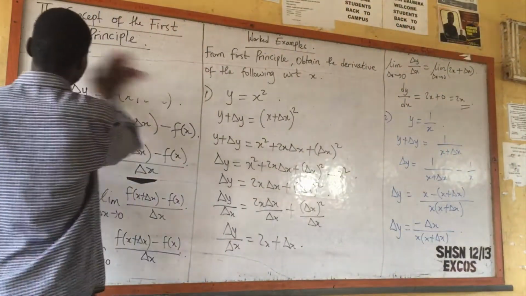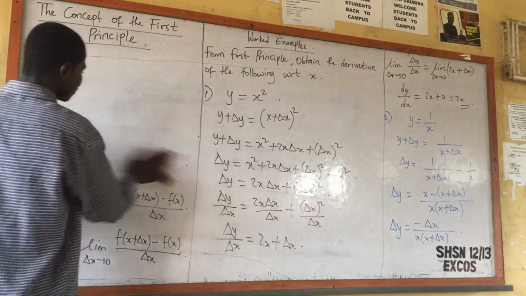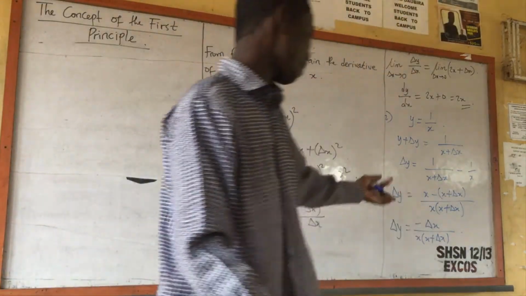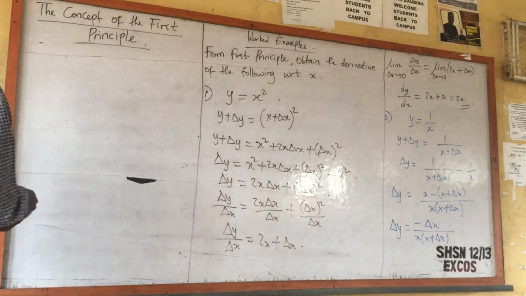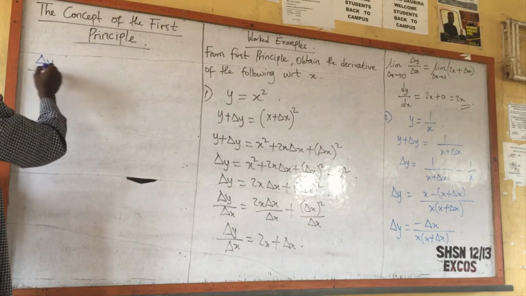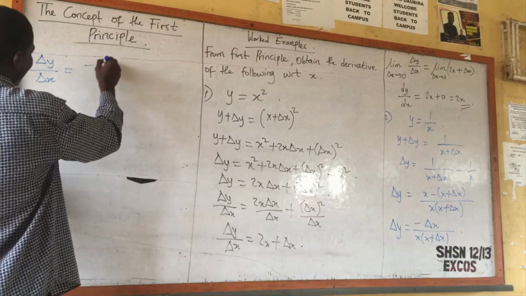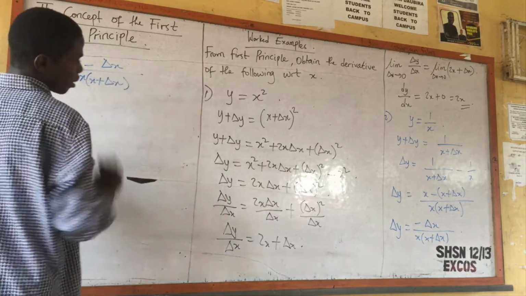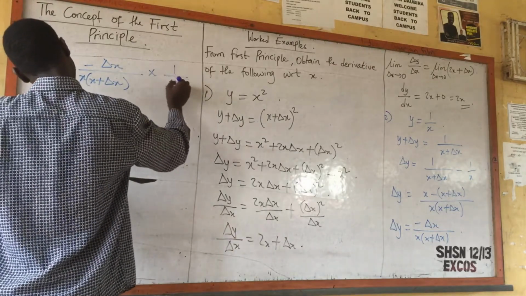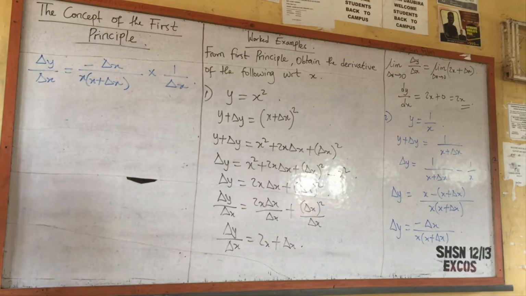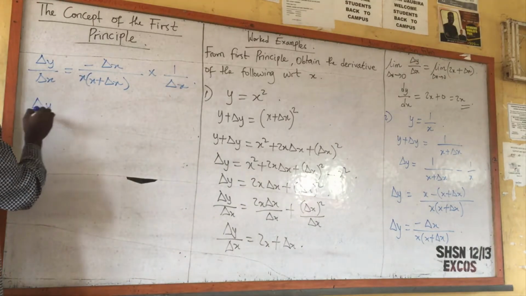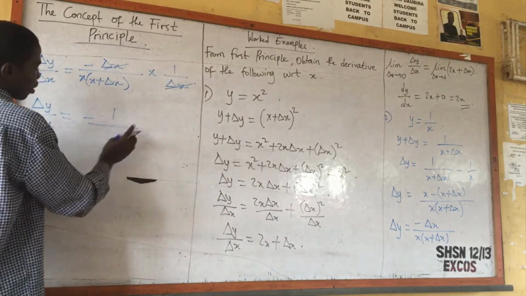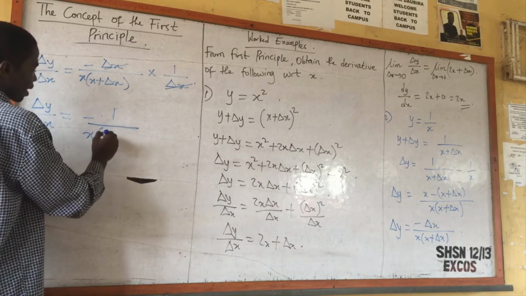The next thing is to divide both sides by delta s. Dividing both sides by delta s, I will have delta y divided by delta s is equal to minus delta s all over s open bracket s plus delta s, multiplied by 1 over delta s. We cancel delta s, so I'll be left with minus 1 all over s open bracket s plus delta s.